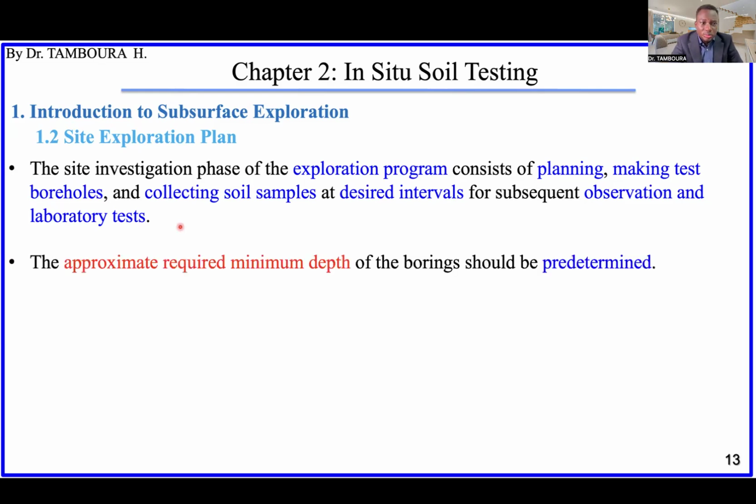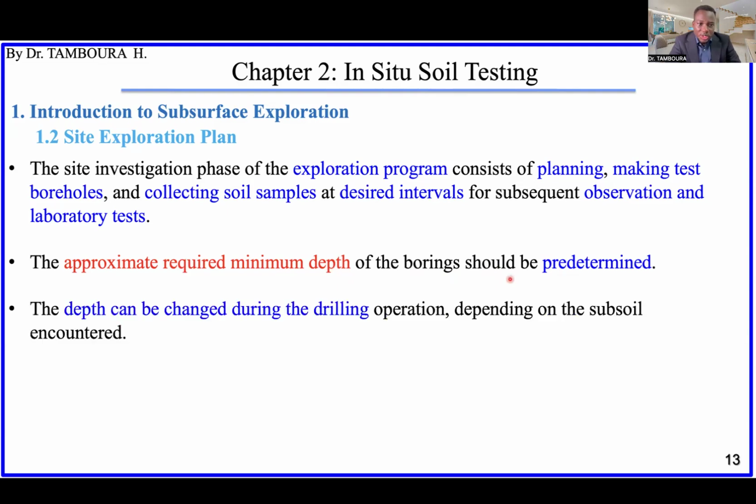Okay, so the approximate required minimum depth of the boring should be predetermined. Okay, you have to determine that before going on the site. Okay, this is included in the planning. At what depths are you going to dig? Okay, as a geotechnical engineer, you have to decide that and give it to the technician to do so. At what depth is appropriate for all the boreholes and the distance between the boreholes.